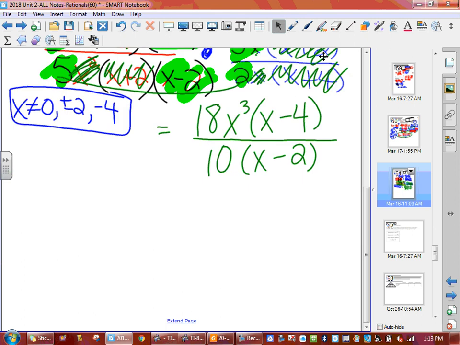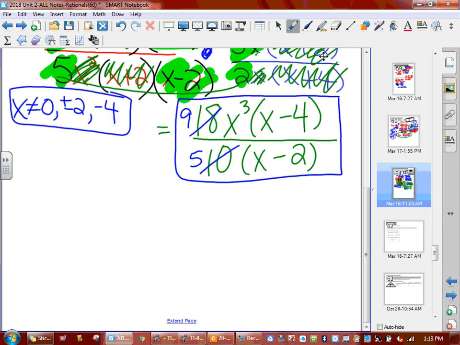Is there anything else I can reduce? Yes, 18 and 10 both divide by 2. He becomes a 9, he becomes a 5, now we're fully reduced. This will be your final answer now. There's no other possible answers. So the 18 becomes a 9, the 10 becomes a 5, we're done. Any questions with those?